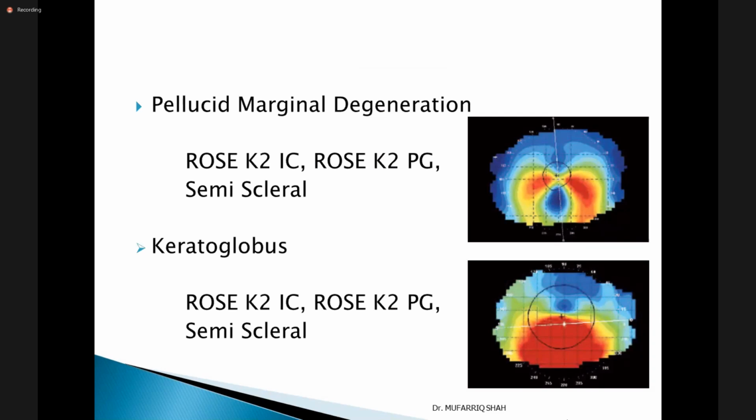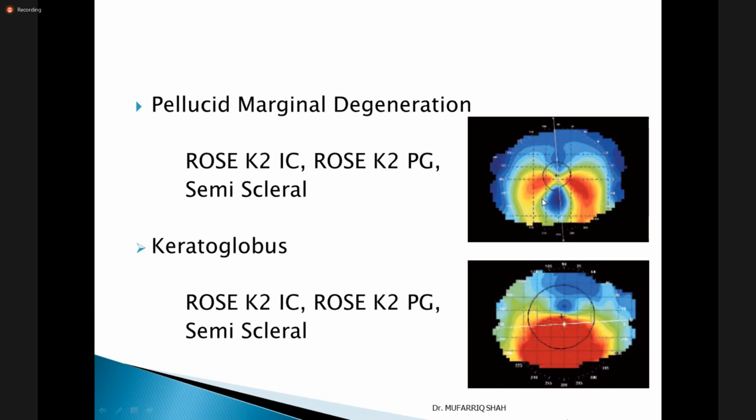So for pellucid marginal degeneration, the first one you see from the corneal topography. So what options are there for you? Rose K2 IC lens, Rose K2 PG lens, and semi-scleral you can proceed.